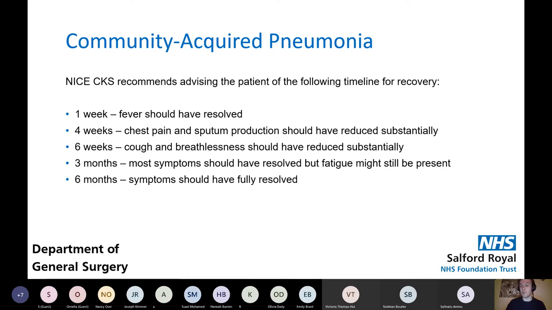You can say to them, if you feel more unwell again, like if you're having fevers, you need to go and see a doctor. It's just highlighting that safety netting is important. And in community acquired pneumonia, there is a nice clear set of instructions about what you can do.